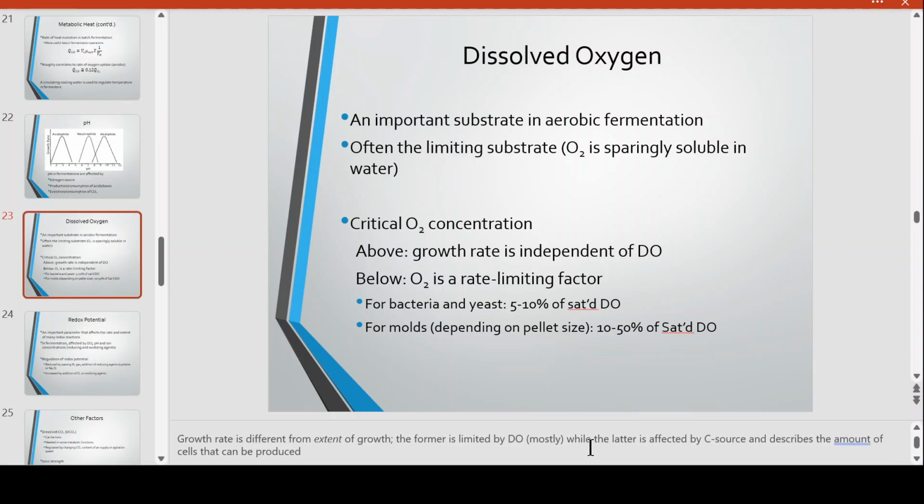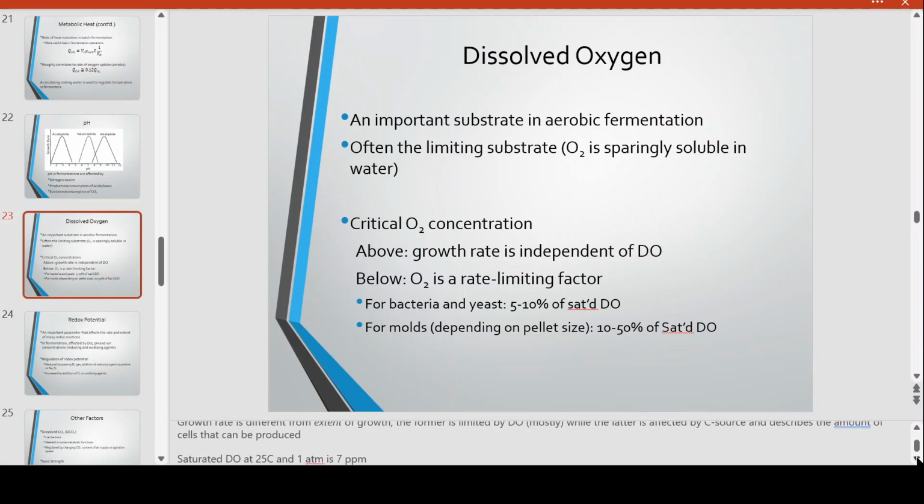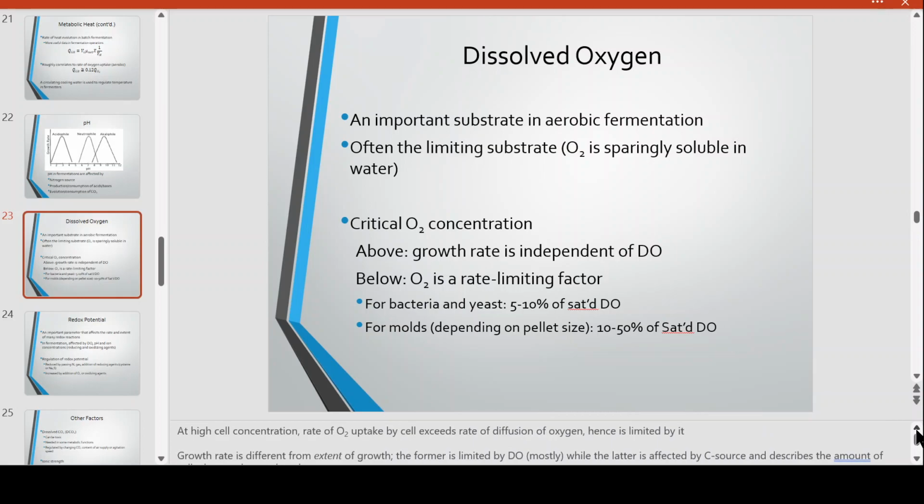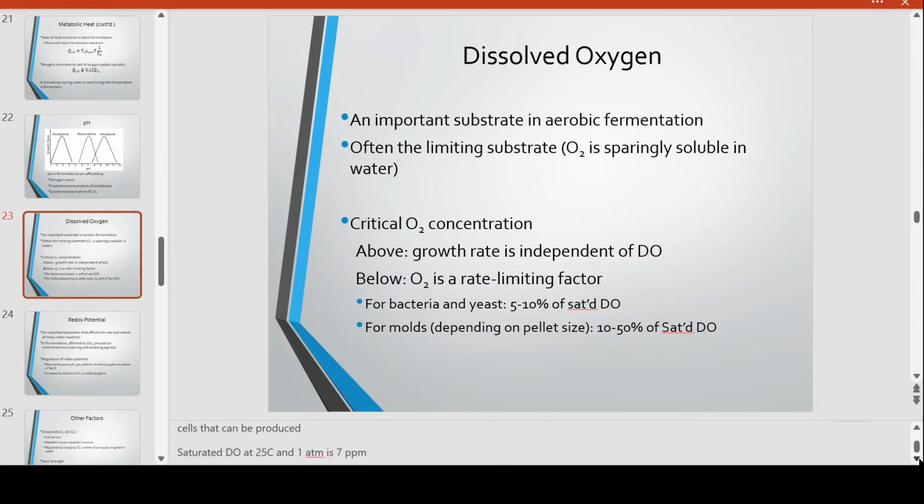So here is another consideration. Growth rate is different from the extent of growth. When we talk about growth rate, it's limited by the dissolved oxygen, while the extent of growth, or how long you will maintain the exponential phase, is controlled by the amount of carbon source, the amount of substrate that you have.